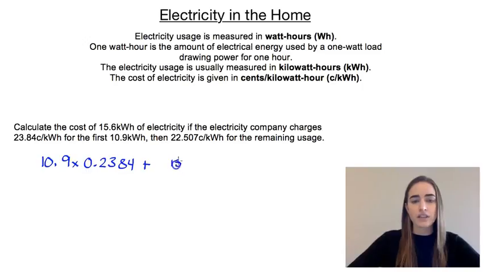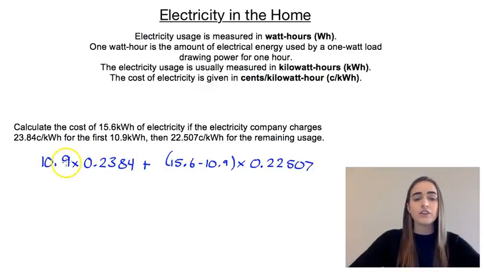So to figure out what's left over, we're going to go our 15.6 minus 10.9. That'll tell us how far over the 10.9 we've gone. And then whatever that answer is, we're going to multiply it by our 22.705 cents. So again, turning it into dollars, we'd have 0.22705. Then we put that whole thing in. You can do this as two separate calculations as well, if that makes it a little bit easier, but you should end up with the same amount.